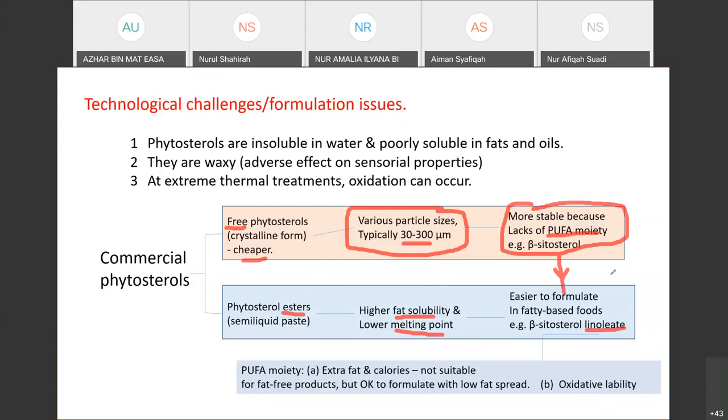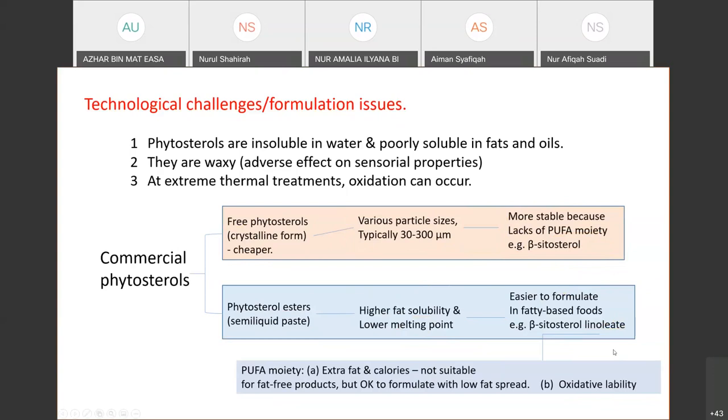See, it's not straightforward. You have to consider many factors. But if you want to make just a low-fat spread, yes, it is possible to use beta-sitosterol linoleate in your products. Again, there is also a problem of oxidative stability because of this linoleate. As you know, it has double bonds. It is easily attacked by oxygen to cause oxidation.